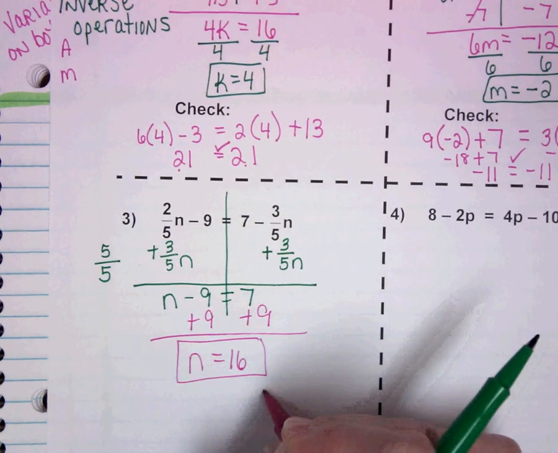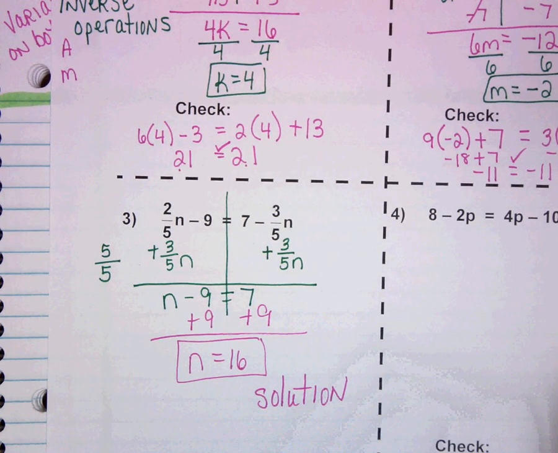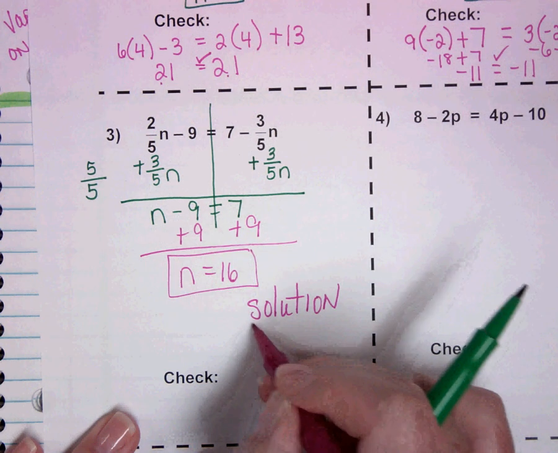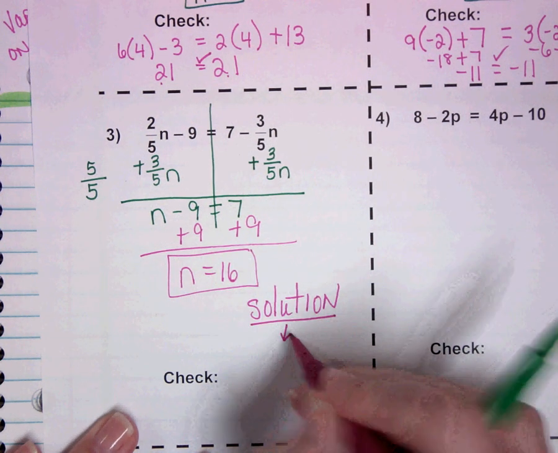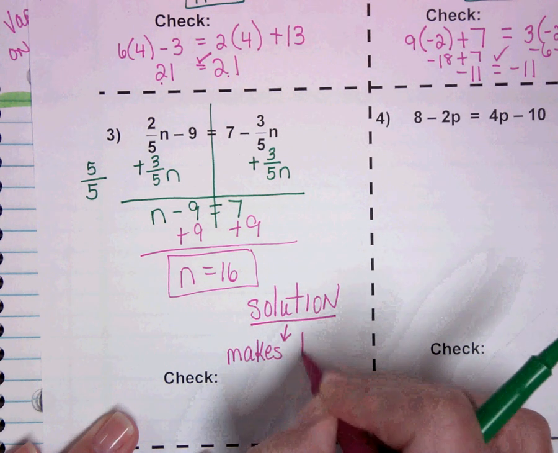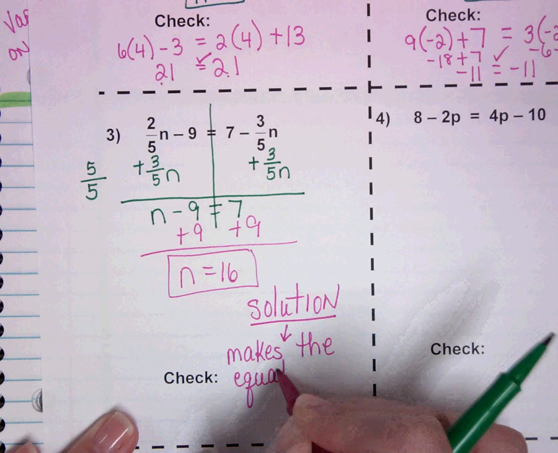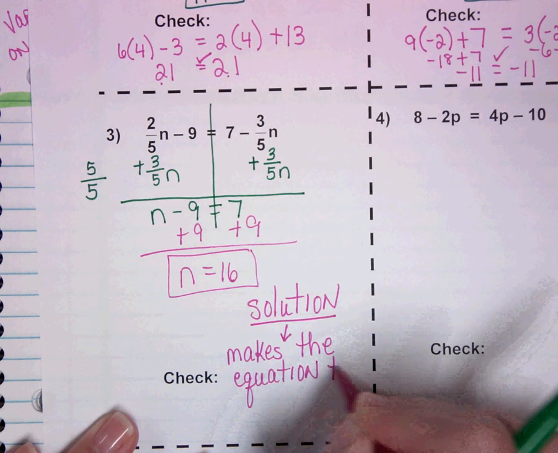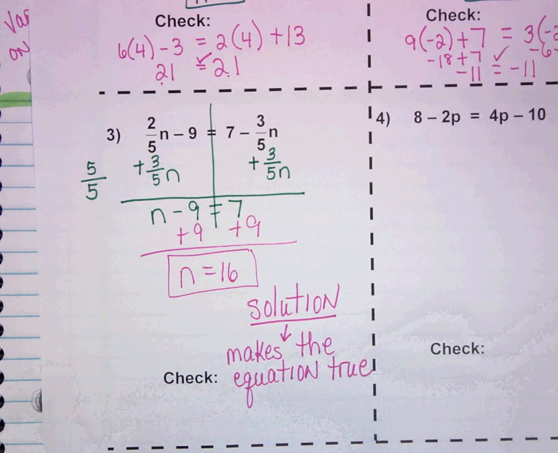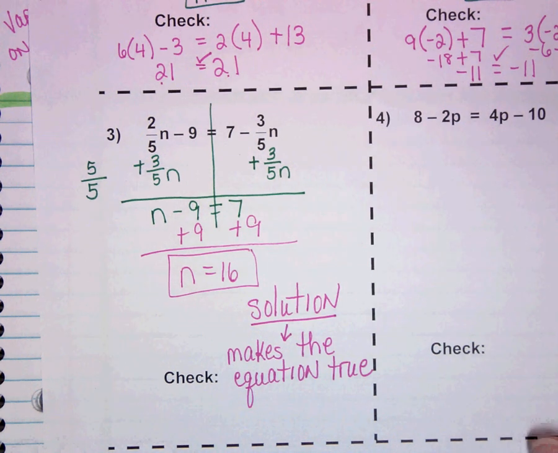That is my solution. Here's a little vocabulary word. That is my solution. And why is it my solution? Because it makes the equation true. It is the solution because it makes the equation true. That's an important vocabulary word, so make sure you have that.